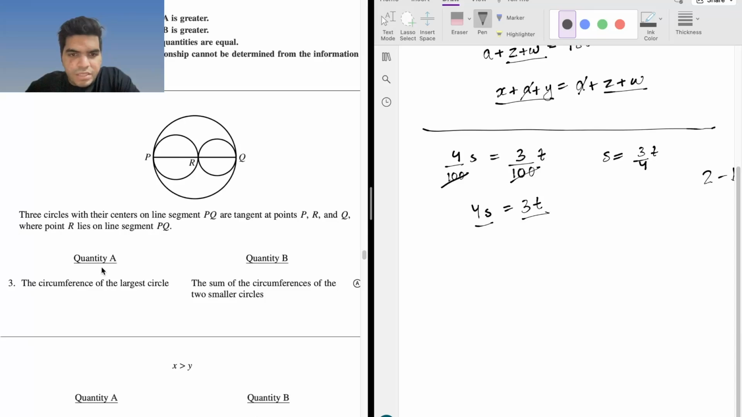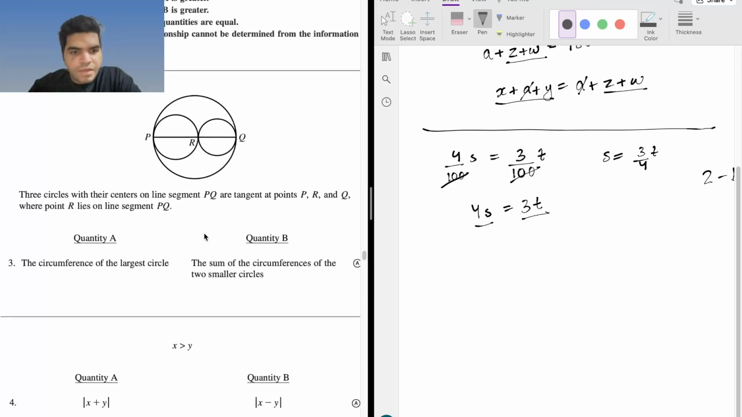Okay, so let's read the rest of the question. It's mentioned that they are tangent at points P, R, and Q. That means there's one point of contact at P, R, and Q between the three circles. R is serving as the point of contact between the smallest two. P is serving as the point of contact between the biggest and the second biggest. And Q is the single point of contact between the largest and the smallest one.